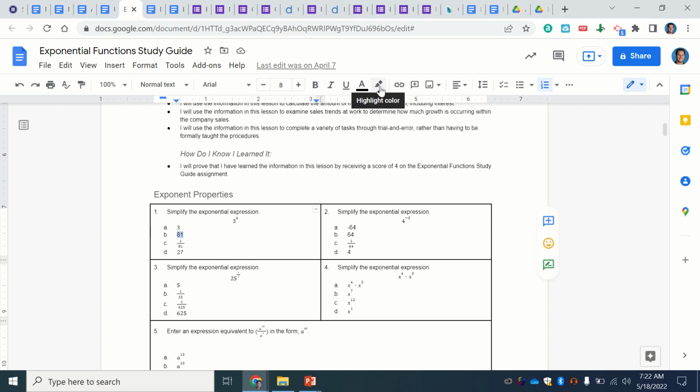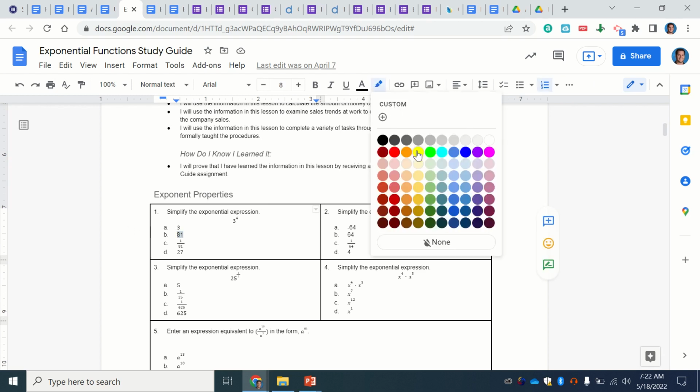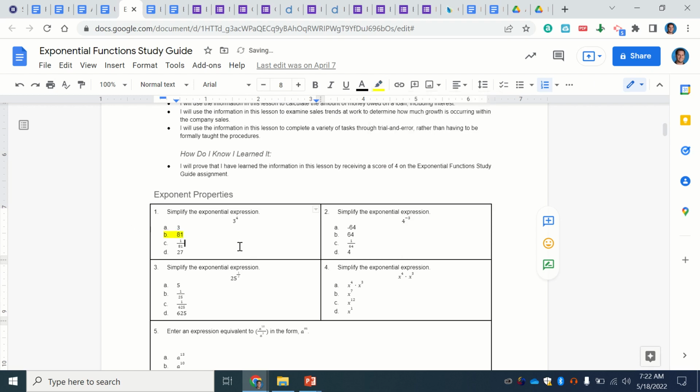And I'm going to go to the highlighter here. And I want to highlight it and make it yellow. Now you can choose any color you want as long as it shows up brightly. So don't do any light colors. Do something that's bright. So that's our first one.